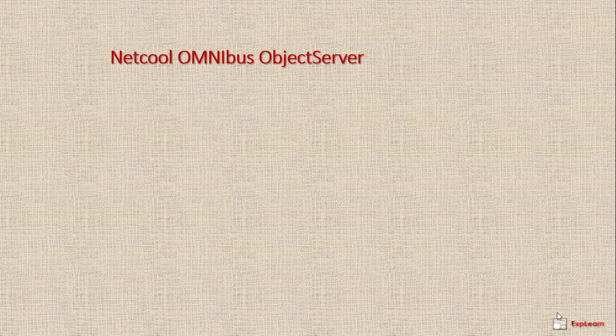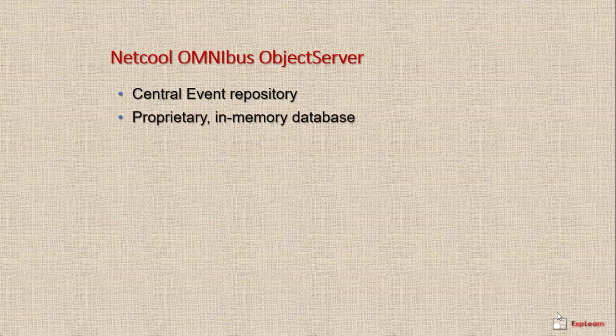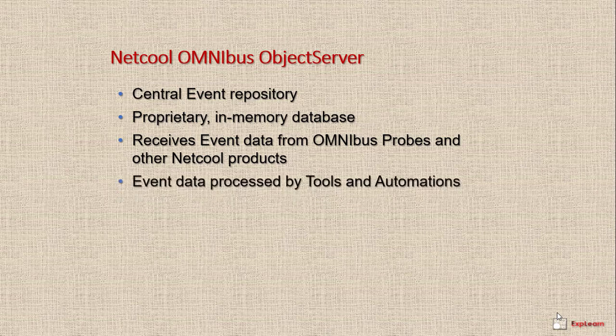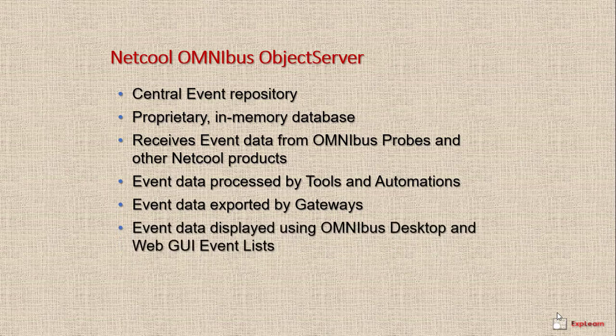A brief look at Netcool Omnibus Object Server. Netcool Omnibus Object Server is a central repository of events. It is a proprietary, in-memory relational database. Its core was adapted from Sybase Relational Database Management System. The object server receives event data from Omnibus probes and other Tivoli and Netcool products. The event data gets processed by tools and automations within the object server. From the object server, event data gets exported by Netcool gateways. Also, event data is displayed using Omnibus desktop and web GUI event lists.